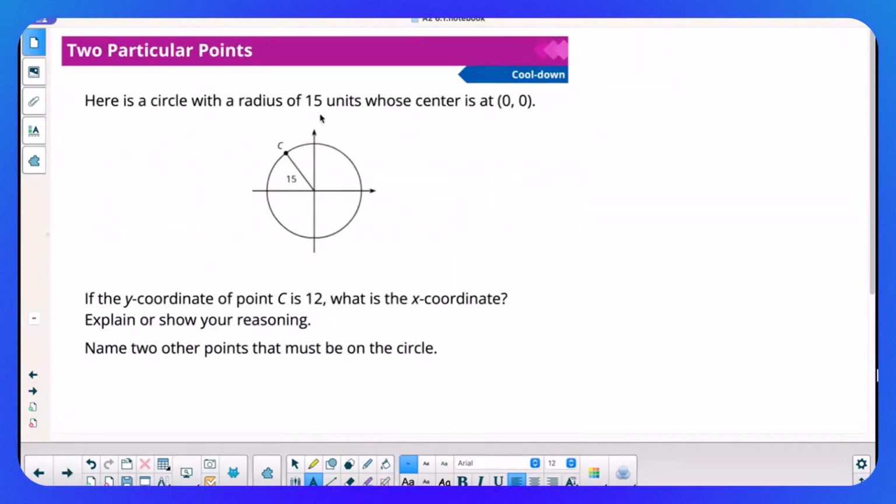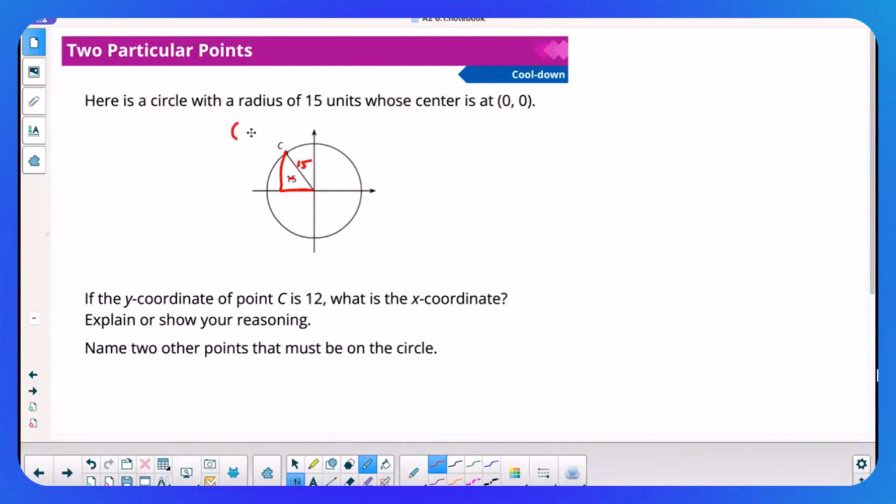Here's a circle with radius of 15 units whose center is at 0, 0. If the y-coordinate of point C is 12, what is the x-coordinate? So this time we know which quadrant we're in. So we know the x-coordinate is negative if I go left. So I'll just draw my triangle right here. So this is 15 out here. I'm going to move my 15 over here. It looks a little bit better.